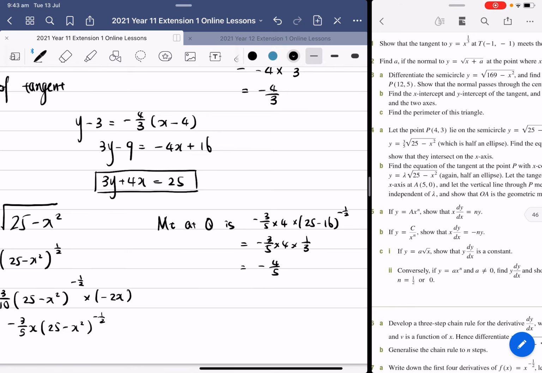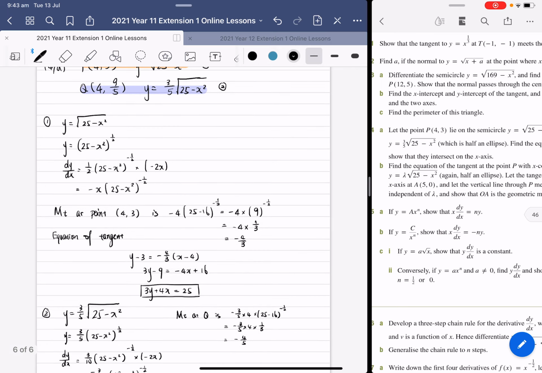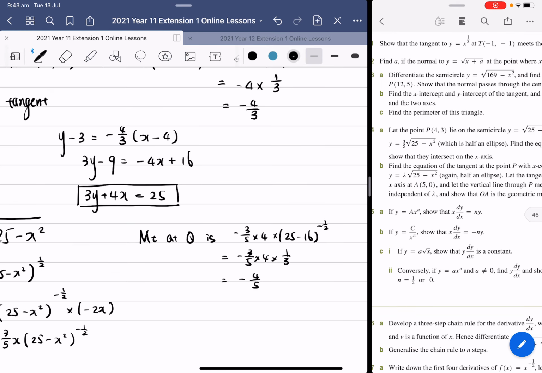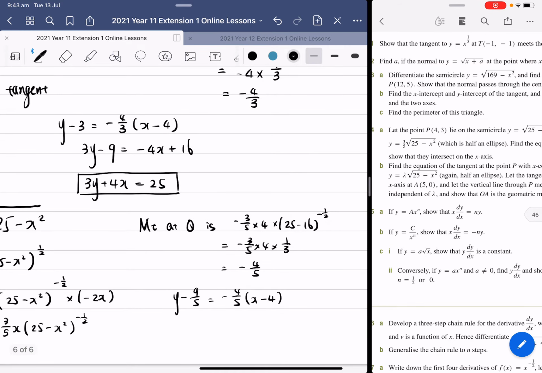Now I need to find the equation of the tangent, so I need a point: (4, 9/5). So y minus 9 on 5 is equal to negative 4 on 5, (x minus 4). Times both sides by 5: 5y minus 9 is equal to minus 4x plus 16. So 5y plus 4x is 25. Here we go again.